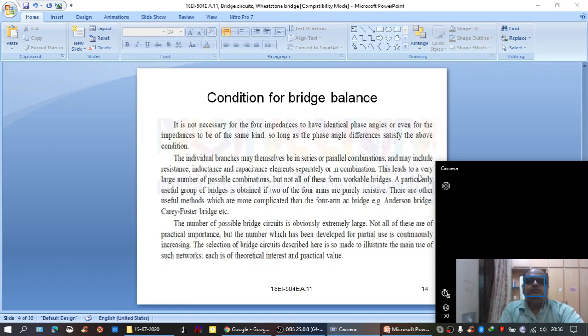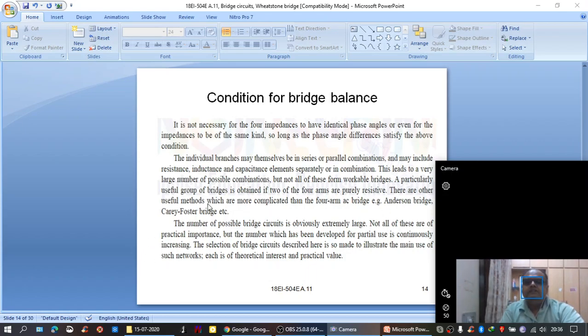So this leads to a very large number of possible combinations, but not all these combinations form workable bridges because for Z1 Z4 equal to Z2 Z3, both the magnitude condition and the phase angle condition are to be met. So both conditions are satisfied only for certain combinations of resistors, capacitors, and inductors. So out of many possible combinations, only a few combinations can be used for the design of an AC bridge circuit.